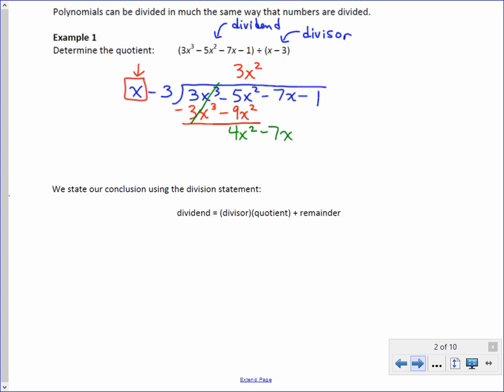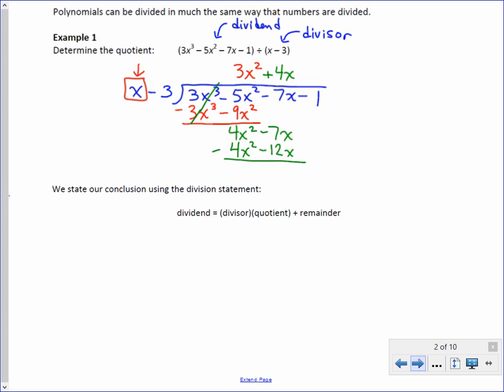Now I'm going to ask myself that question again. What do I multiply x by to get 4x squared? 4x. I'm going to put a plus 4x, because we want it to still be a polynomial. We don't want just like terms. We want to kind of keep it as a polynomial. So positive 4x times x is positive 4x squared. Positive 4x times negative 3, negative 12x. Okay?